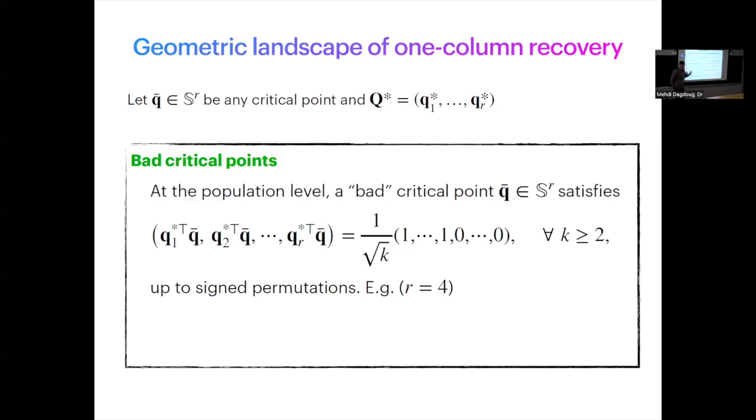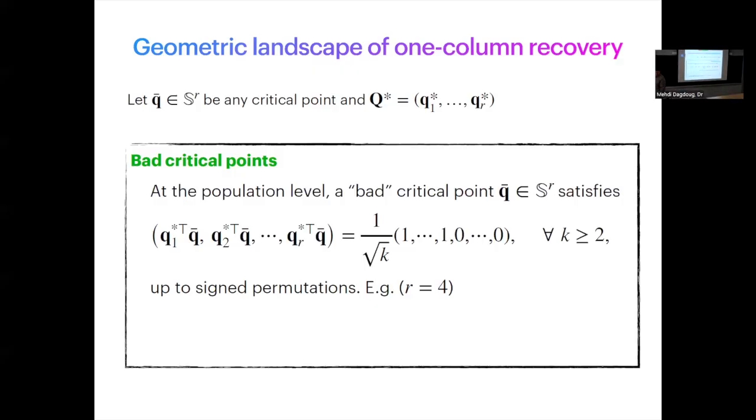And this is a complicated structure, but all I want to say is that the bad critical point means it has the same distance to more than two true columns. It has the same distance to 2 columns, 3 columns, 4 columns. It's not only close to 1 column only.